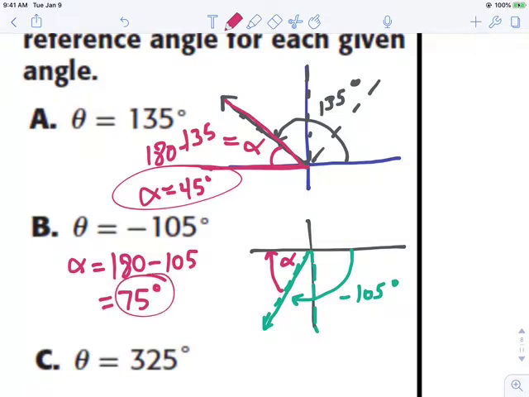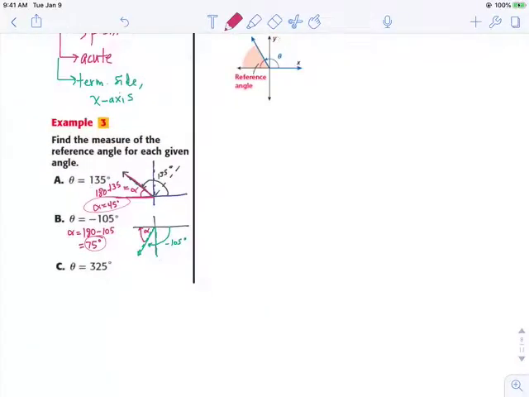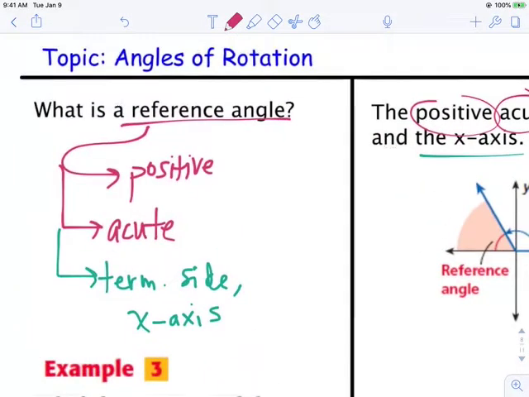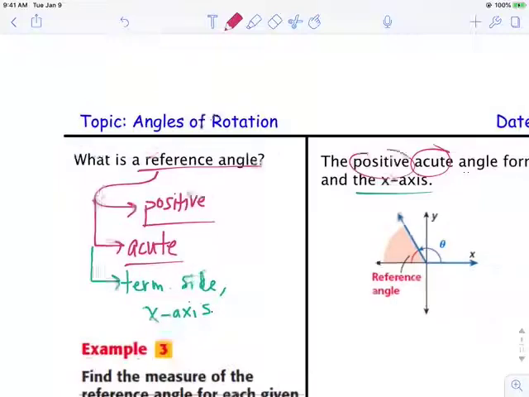Why would it not be negative? Oh, well, that's a good question. Because reference angle is always positive, acute. So this is how it's defined. It's going to take us 75 degrees to get back. So again, it's always going to be positive, so you know you're not going to get a negative answer. It's going to be positive, and it's going to be acute.